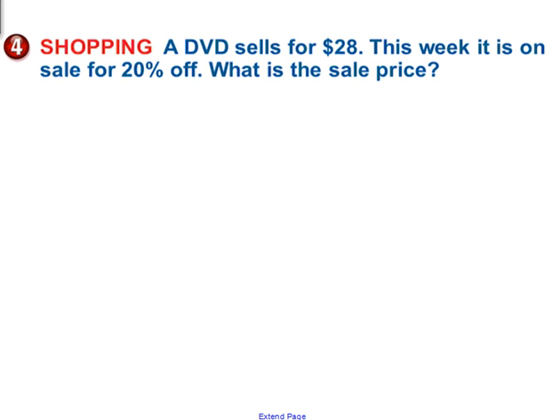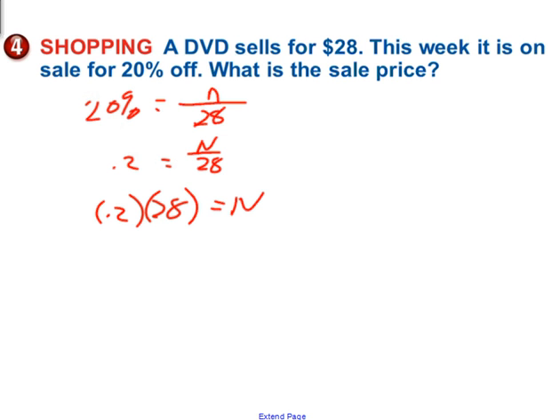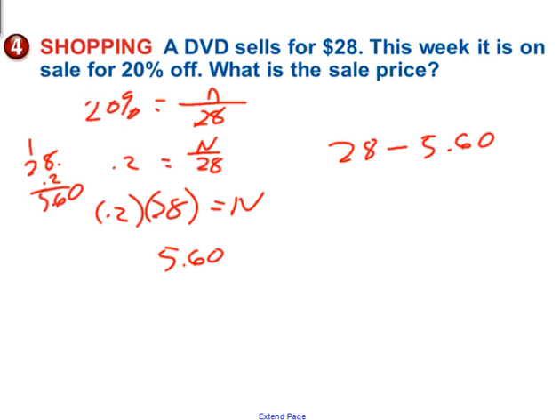All right, similar problem here. A DVD sells for $28. This week it's on sale for 20% off. What's the sale price? Well, I can find out what 20% of the original price, 28, is. So the discount over 28 is equal to 20%, or 0.2 is equal to n over 28. Multiplying both sides by 28, 0.2 times 28 is equal to the discount. 28 times 0.2 would be $5.60 off. The original price was 28 minus the 5.60, which means it's $22.40.